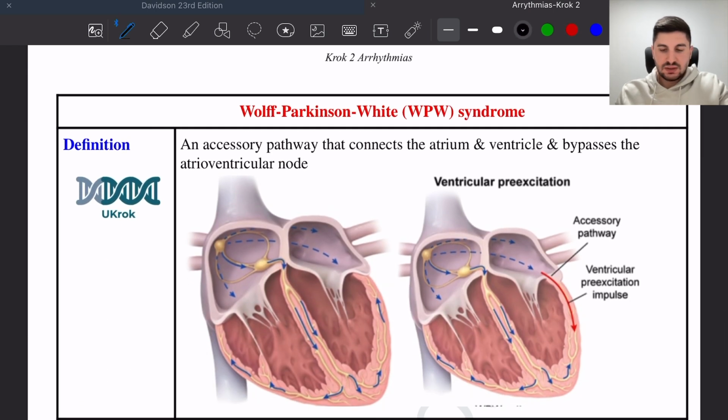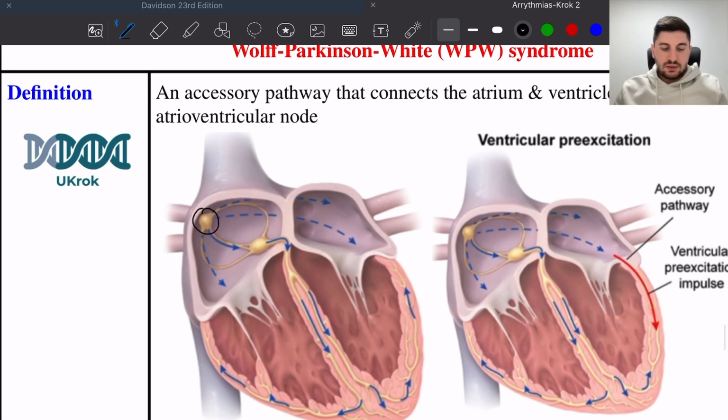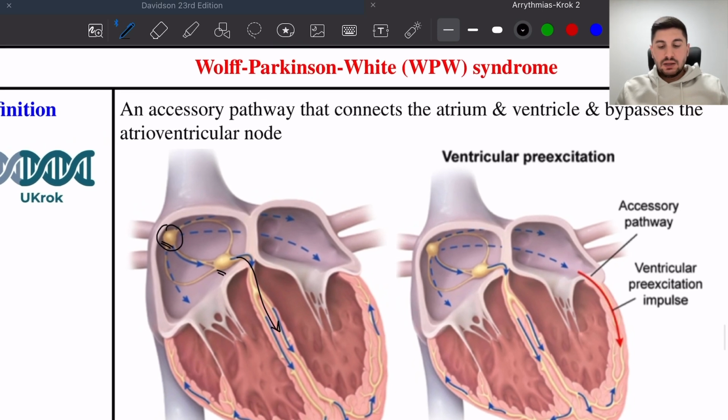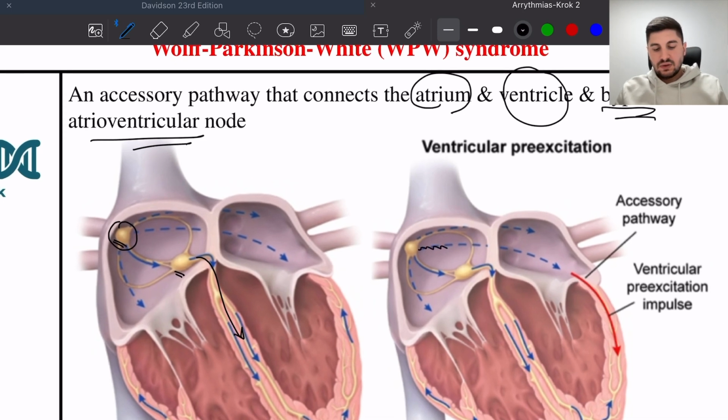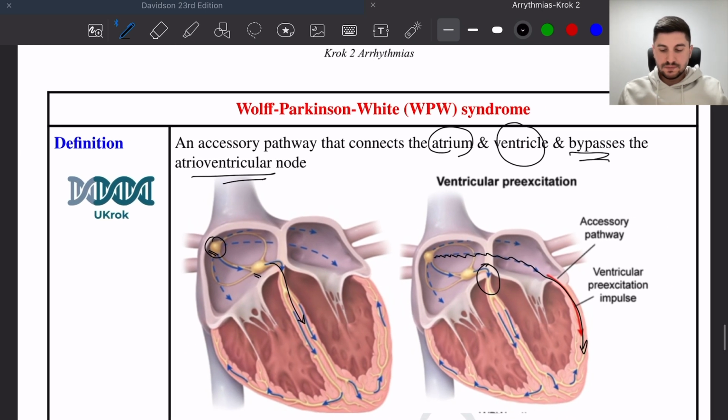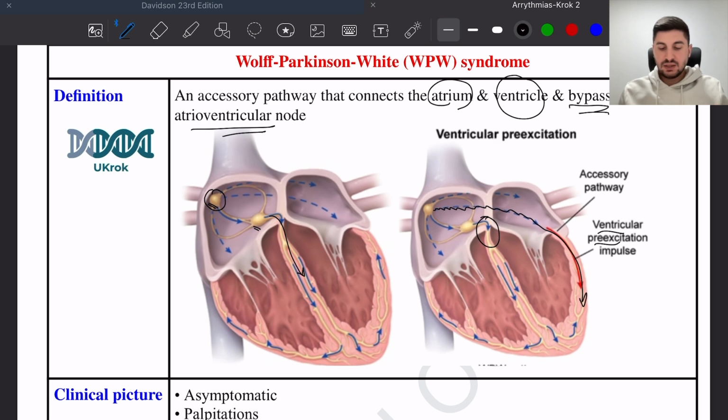We go to the next arrhythmia, then atrial block, then atrioventricular block, and we will finish. Wolff-Parkinson-White syndrome. There was one question about it in Krok. It's a syndrome in which instead of the usual path of conduction, the sinoatrial node, AV node and so forth, the impulse follows an accessory pathway that connects the atrium and ventricle and bypasses the atrioventricular node. So the impulse goes from atria to ventricle directly without passing through the AV node. This is Wolff-Parkinson-White syndrome, and it causes ventricular pre-excitation.